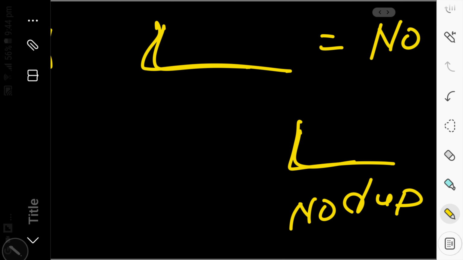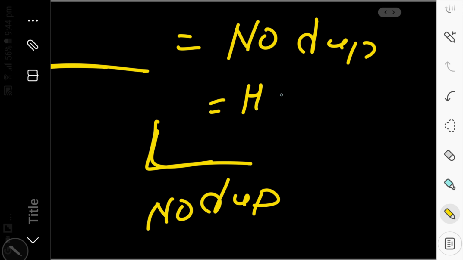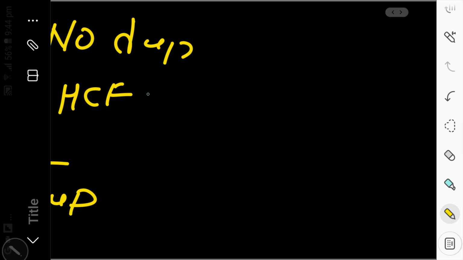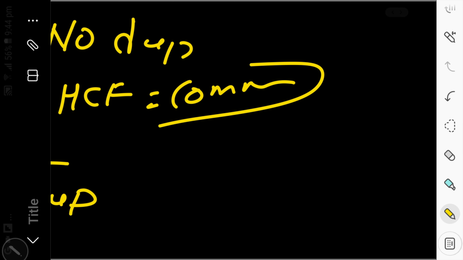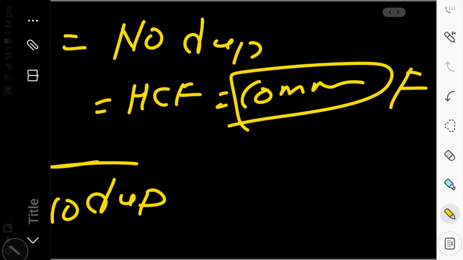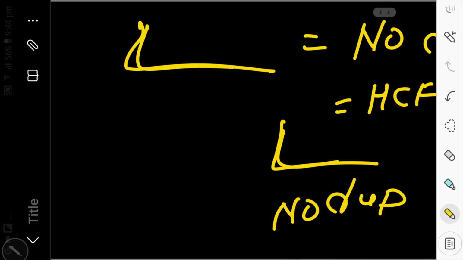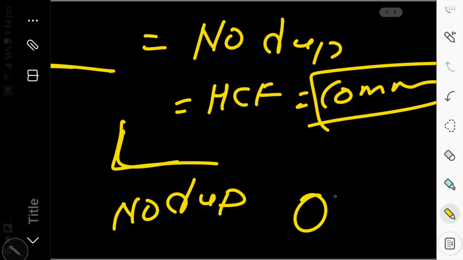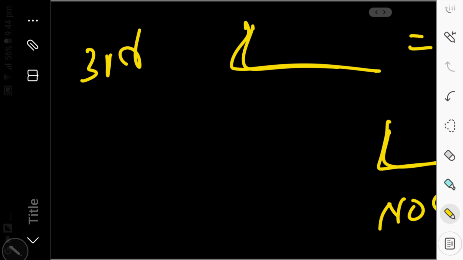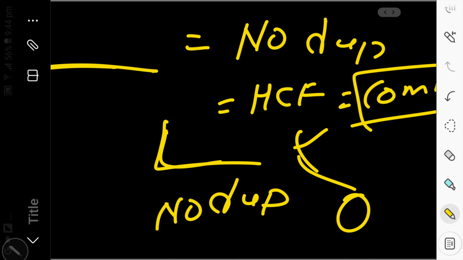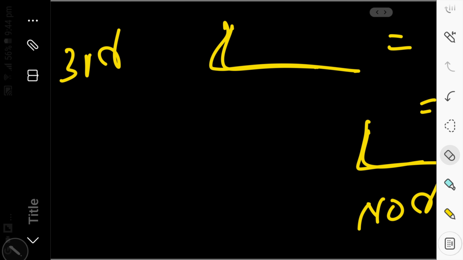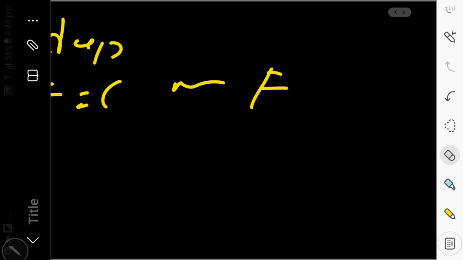But for HCF, that is a big problem, because HCF only needs the common factor. It doesn't need anything else. LCM needed the common multiple, but HCF needs the common factor. If there is no common factor, there is no HCF. That's why the common factor is needed. So the third method should be useless, right? Wrong.